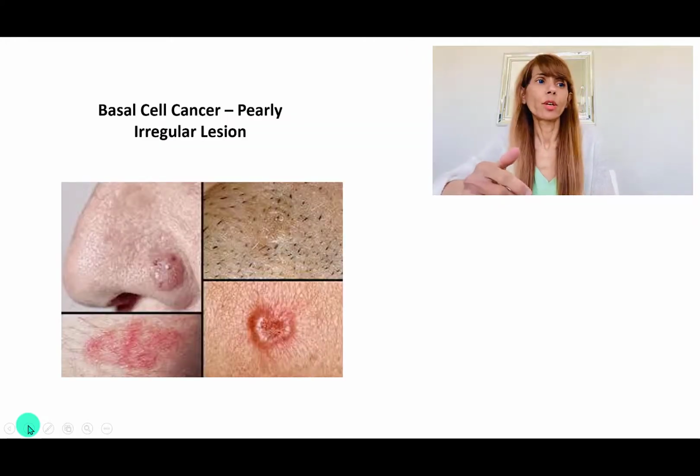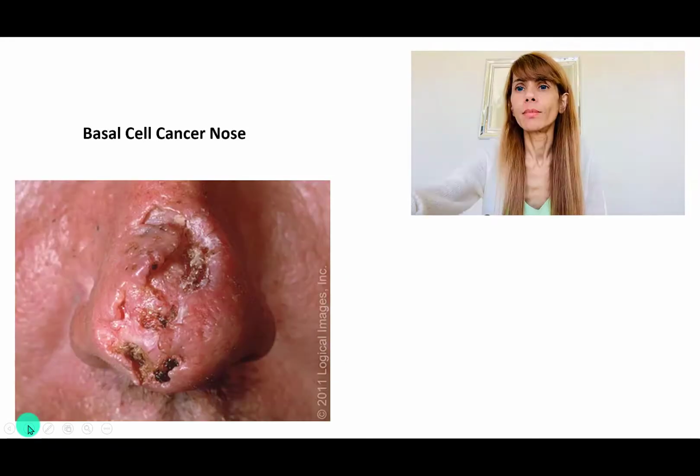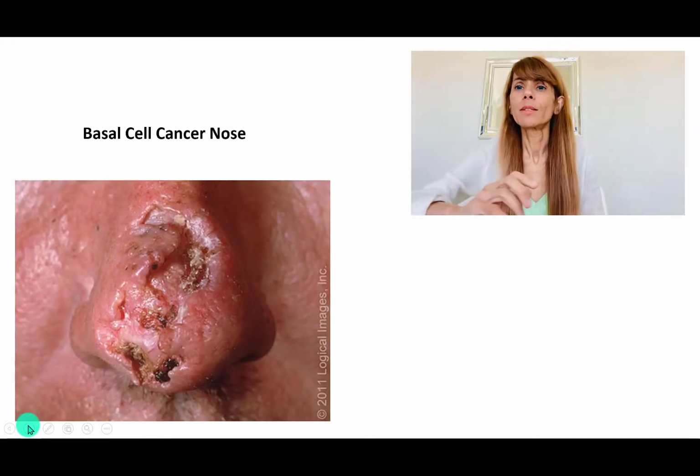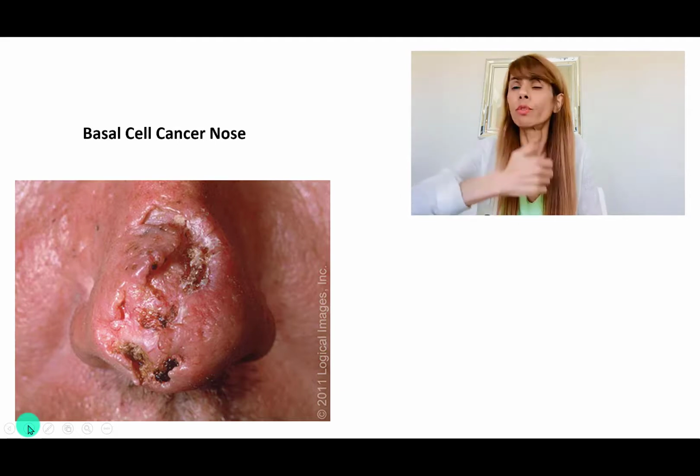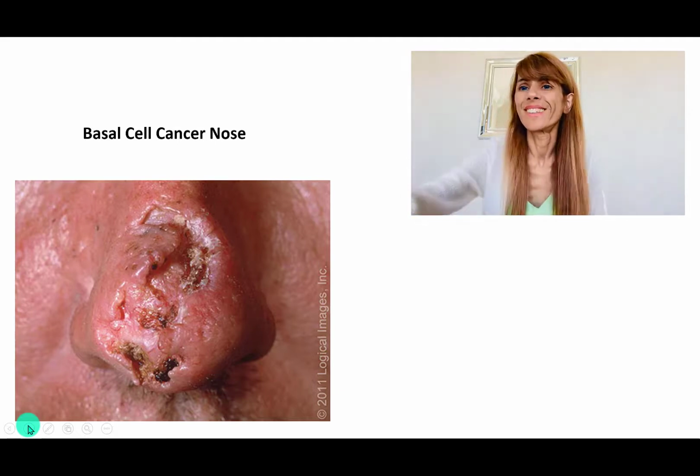So this slide is just showing basal cell cancer in different parts of the body. So this is basal cell cancer of the nose. You can see there's quite a bit of disfigurement of the nose. We want to avoid it.